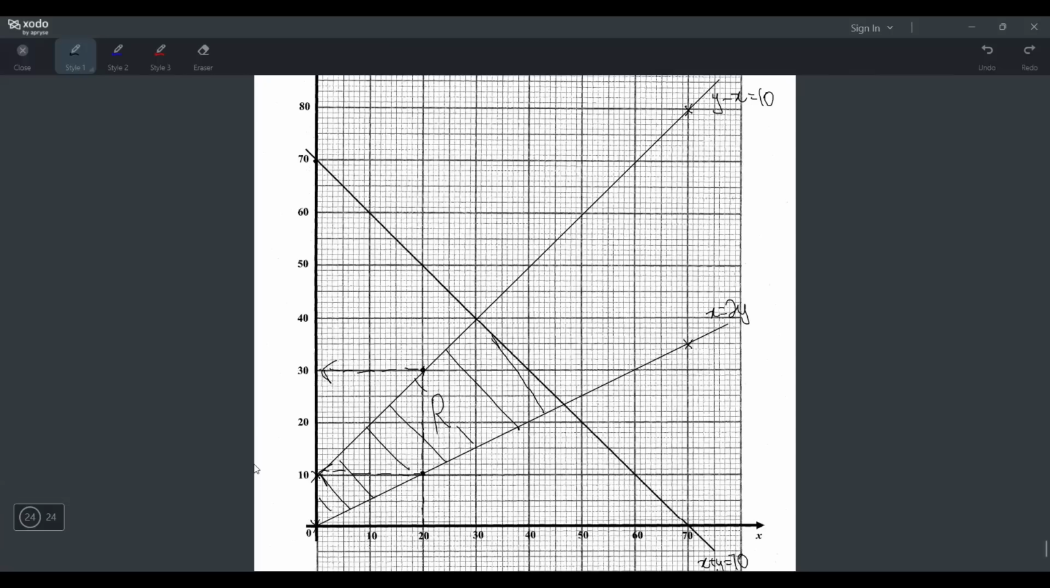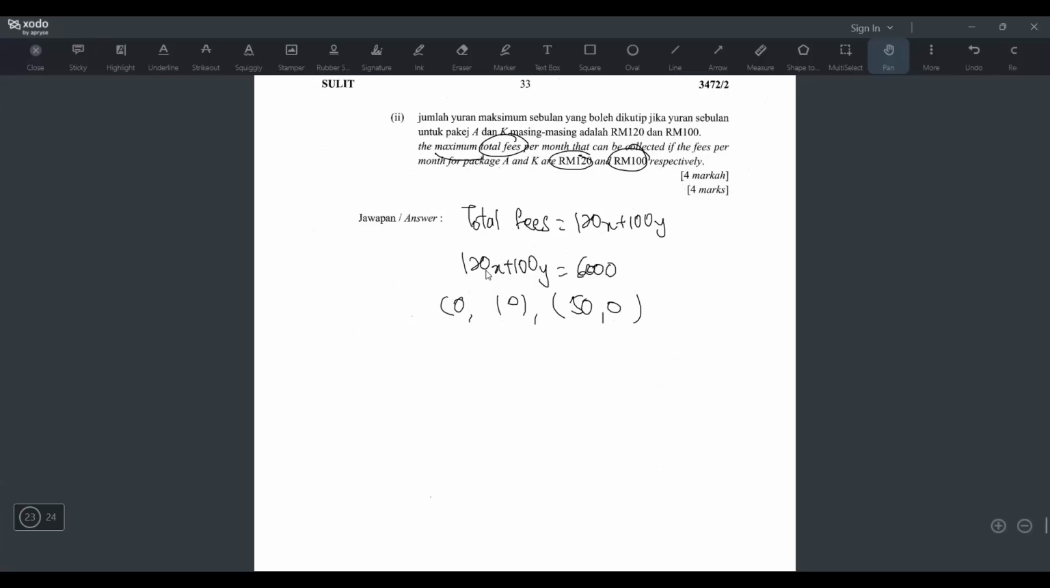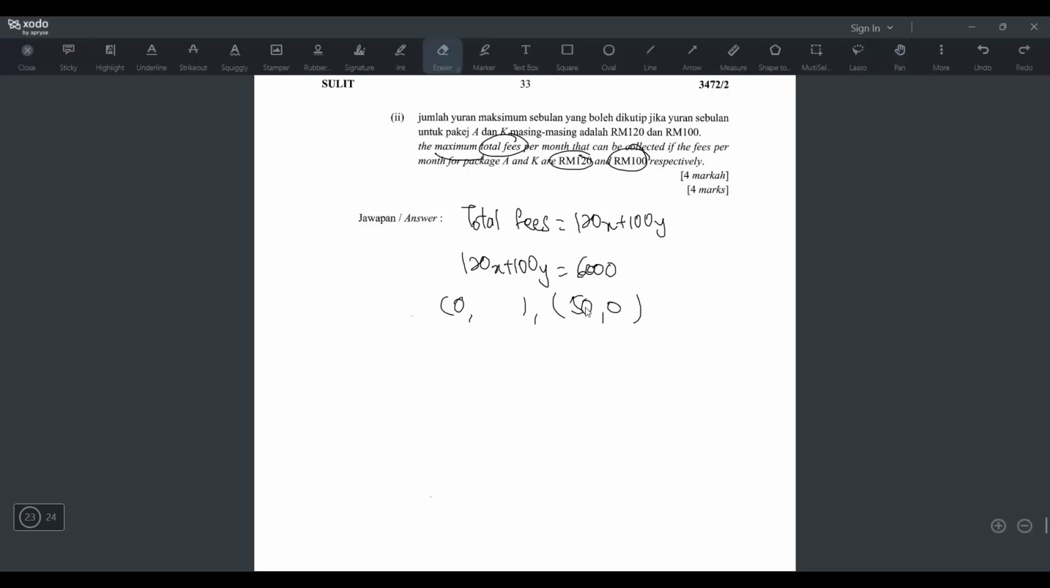Wait, 0, 10. Betul lah. Wait. Did I do something wrong here? When x is 0, I did something wrong, right? Okay, when x is 0, 6,000 divided by 100 is 60 ma, right? I go and write 1 just now. Okay, I silap already lah.